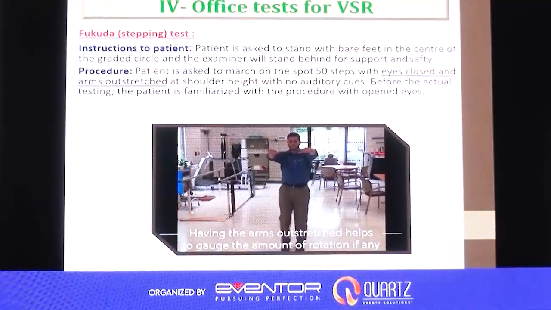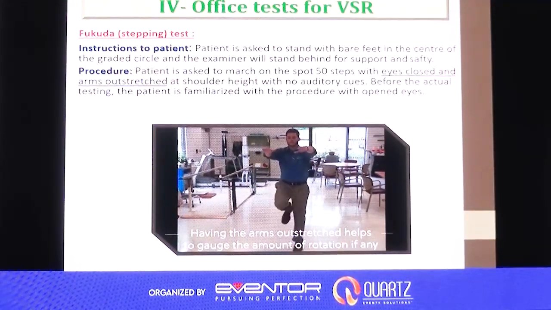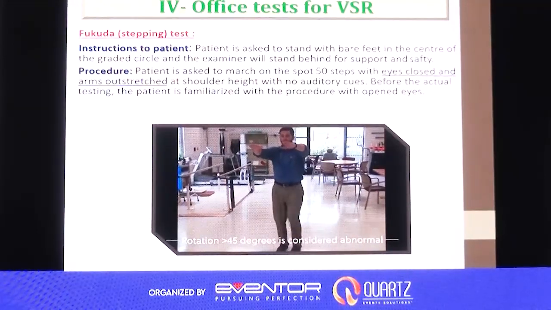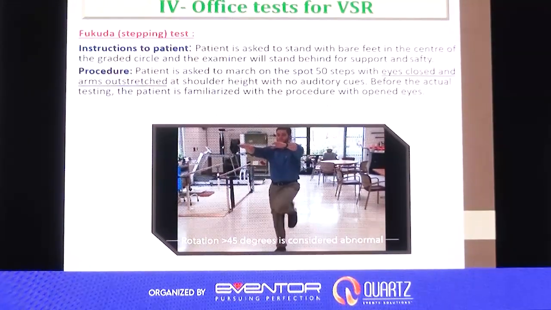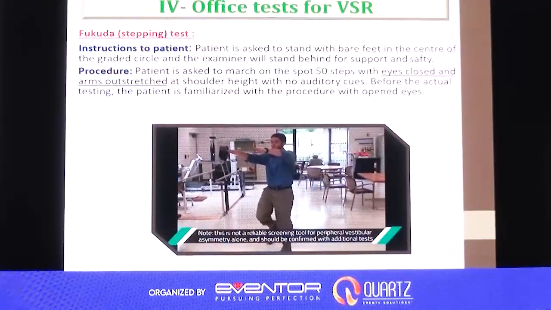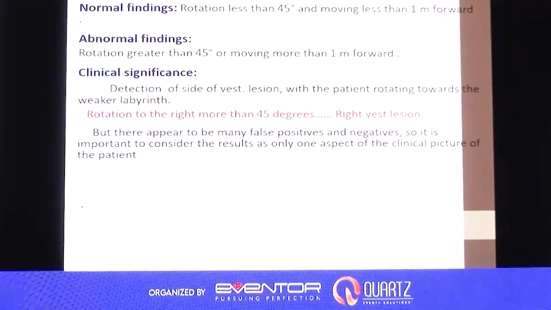The procedure: the patient is asked to march on for 50 steps in place with eyes closed and arms outstretched, as we saw, at shoulder height with no auditory cues. Before the actual testing, the patient is familiarized with the procedure with open eyes.